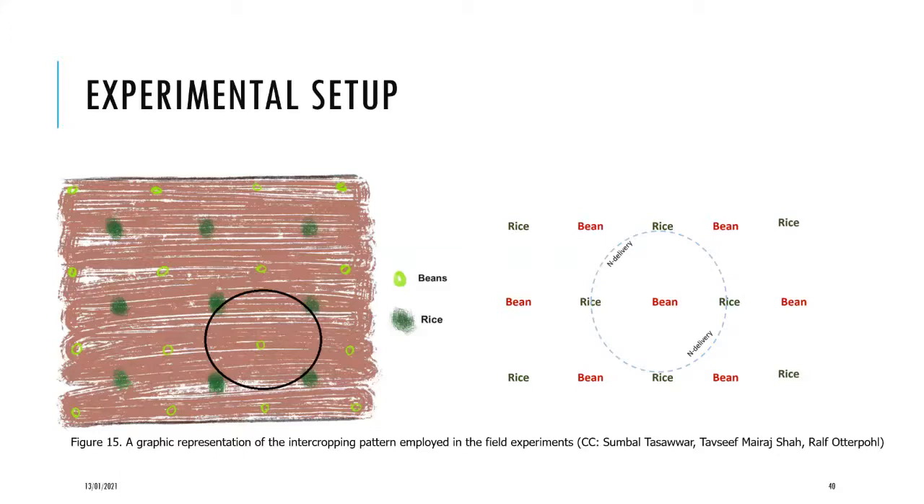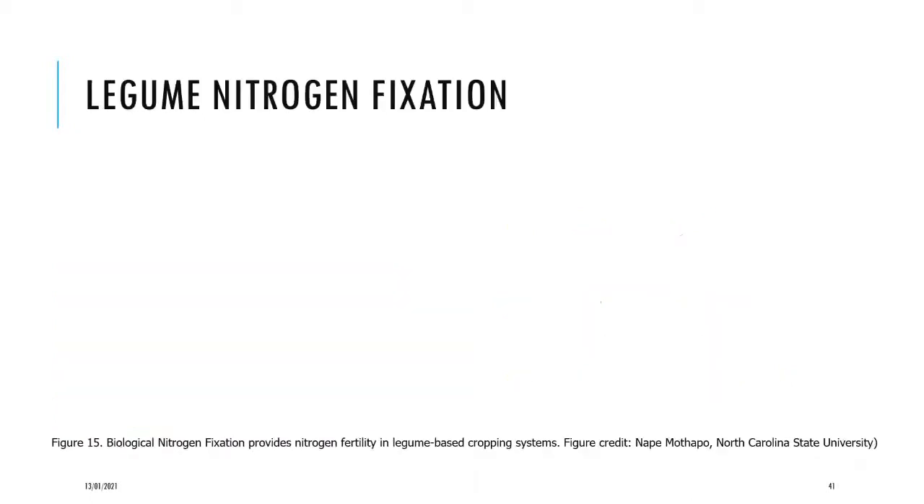Before going to the results, we'll briefly explain what could have led to the better crop performance in the intercropping system. As we showed earlier, you have a bean sown in the center of a crop square. The corners of the crop square represent four different rice plants. So you have nitrogen delivery from the bean to the rice plants, which would have led to better performance of the rice plants. This works like this.